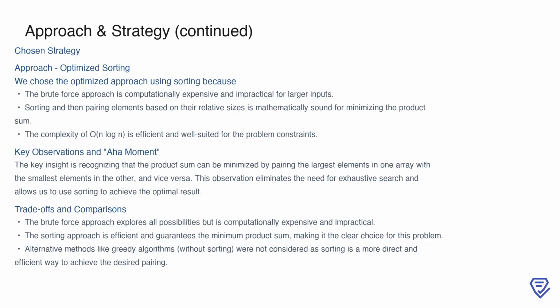The key insight here is recognizing that the product sum is minimized by pairing the largest elements of one array with the smallest elements of the other. This eliminates the need for exhaustive searching and provides a direct path to the optimal solution.